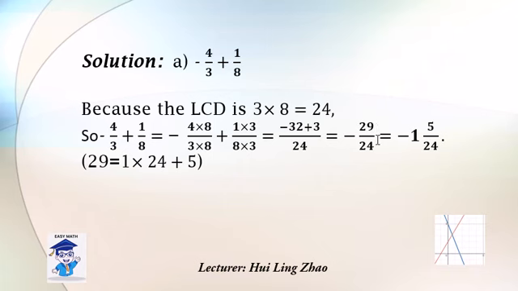This is an improper fraction. We have to change it into a mixed number, right? Because 29 equals 1 times 24 plus 5, right? So the final answer is 1 written in the front, right? So it is negative 1 and 5 is the numerator here, 5 over 24. This is the answer for number A.